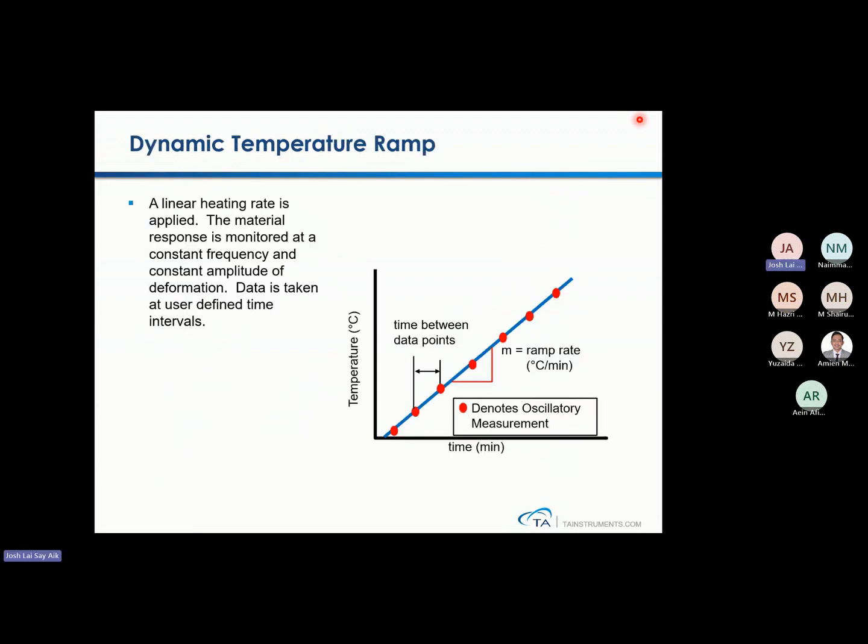Well, for dynamic temperature ramp, you are going to do the oscillation test, but now you're going to increase the temperature with a specific ramp rate. Okay, so the data will be taken at user-defined time intervals, maybe 1 point per second. It's the fastest data collection that we can go.